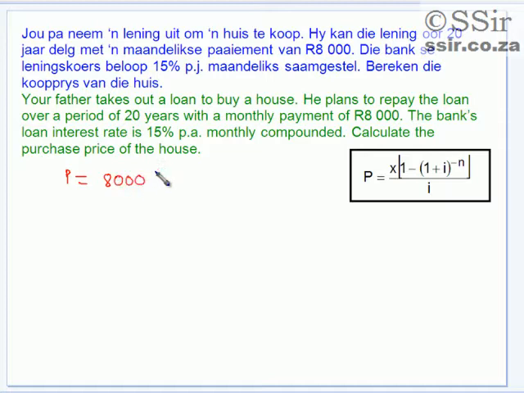The monthly payment that your dad can afford is 8,000 Rand per month. And here we fill in all the values we have. Our interest rate is 15%, so 0.15. Because it's compounded monthly, we divide by 12.